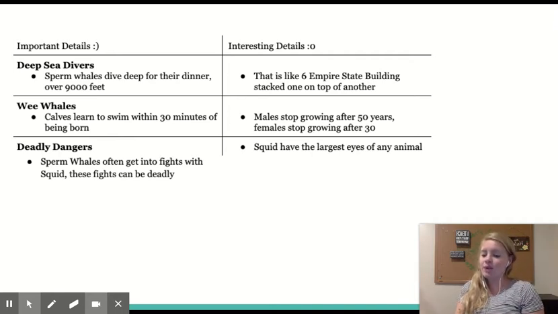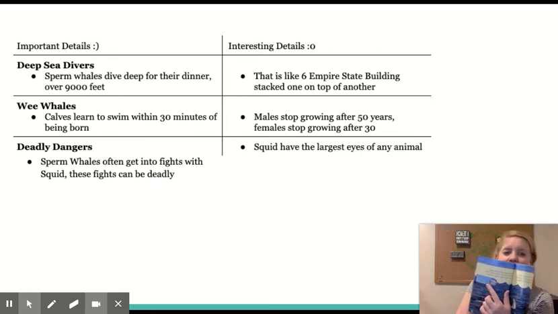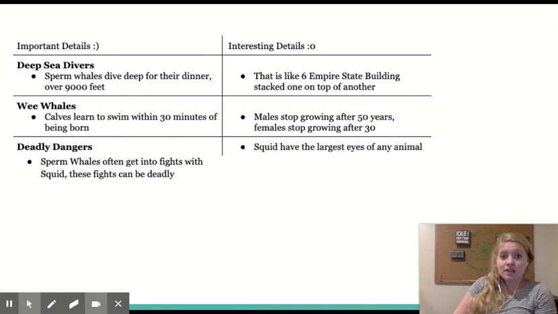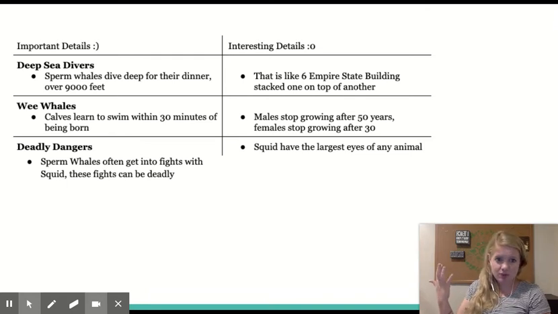If we look at wee whales, something that's important is that calves learn to swim within 30 minutes of being born. But this little weird but true, that's just kind of an interesting fact, right? That males stop growing after 50 years and females stop growing after 30. Do we really need to know that to know about baby whales? No, but it is kind of cool. So I would say kind of an indicator for us of what's important and what's interesting.